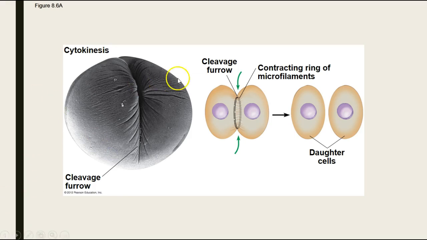Here you can definitely see the cleavage furrow, and in the diagram it shows us that we've got this ring of microfilaments that is tightening and contracting, and eventually will cut the daughter cells into separate cells.